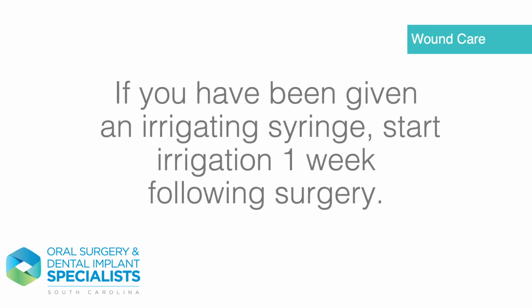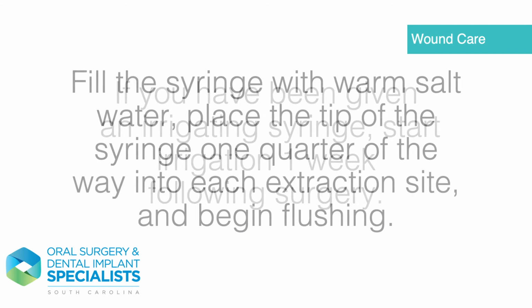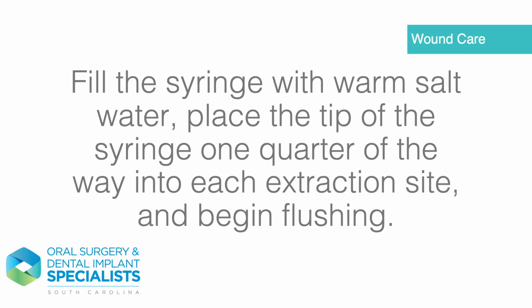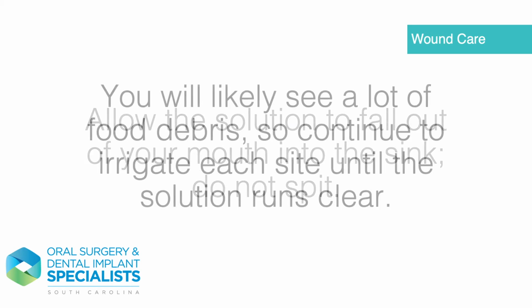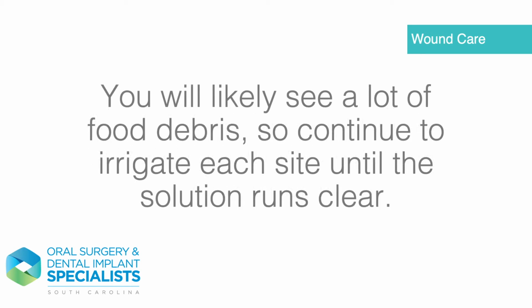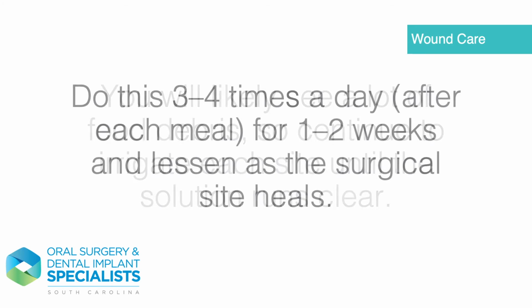If you have been given an irrigating syringe, start irrigation 1 week following surgery. Fill the syringe with warm salt water. Place the tip of the syringe 1/4 of the way into each extraction site and begin flushing. Allow the solution to fall out of your mouth into the sink. Do not spit. You will likely see a lot of food debris, so continue to irrigate each site until the solution runs clear. Do this 3 to 4 times a day after each meal for 1 to 2 weeks and lessen as the surgical site heals.